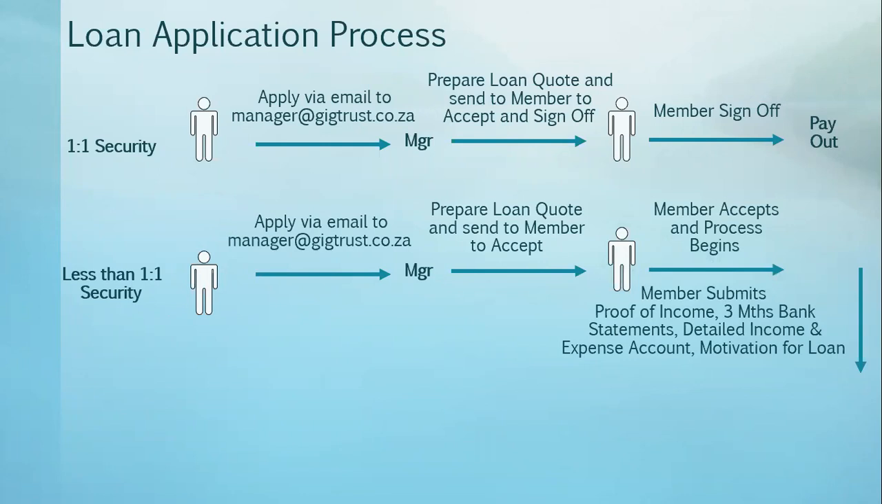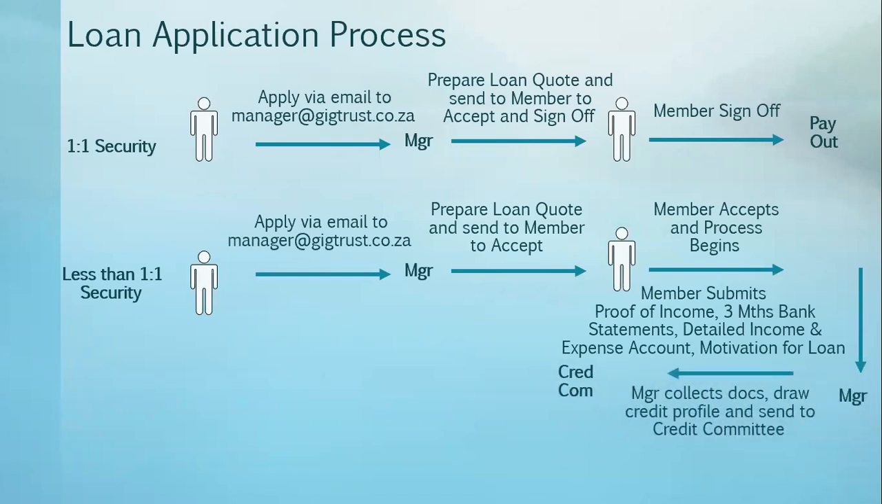You, as the applying member, have to submit proof of income, 3 months bank statements, and complete a detailed income and expense account so that the credit committee can check whatever you claim as income and expense, whether it actually appears in your 3 months bank statement. Also, we need a motivation for the loan because we give preference for money to work productively. So paying off debt or buying income producing assets or education, but at least we just wanted to check that you don't use this to go and play the horses.